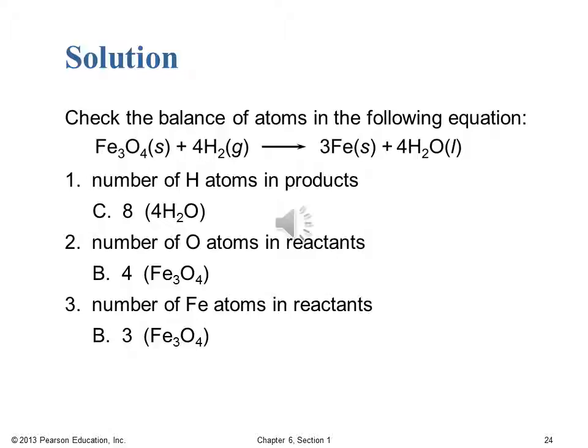Number three, number of Fe atoms in the reactants. Well, it's Fe3O4, so that three subscript tells us that we have a total of three Fe atoms. If we look at the product side as well, the coefficient now tells us that we have three Fe atoms in our product. So this was a balanced chemical equation, and hopefully you were able to get the correct values for each of those atoms.